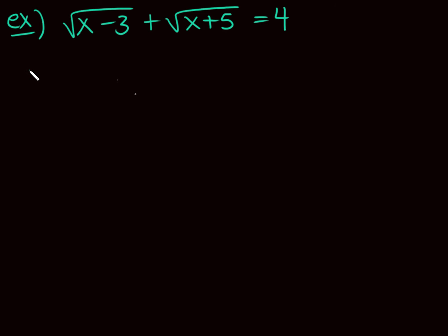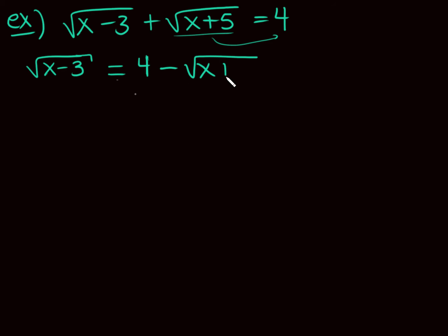So my first step, just like I said before, is I want to get one of these square roots by itself. So I'm just going to move this one over. There's no reason I'm choosing that one. It's just because it's the one on the right. That is literally the only reason I'm doing it. So I have 4 minus root x plus 5. Again, why am I doing that? Because if I tried to square this right now, remember I can't square each term because this is addition.